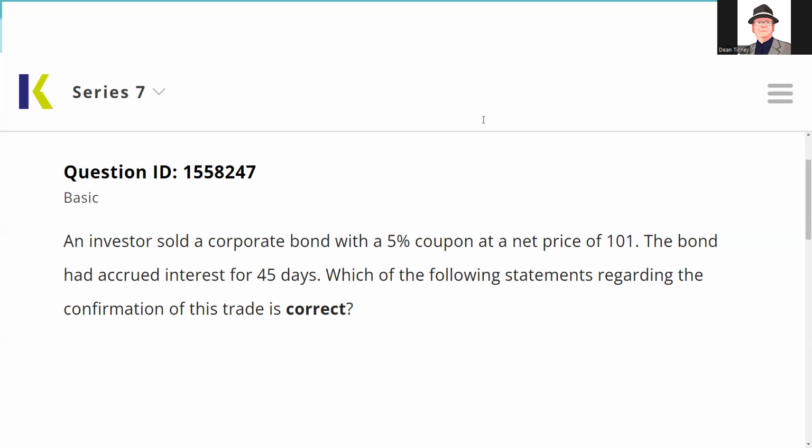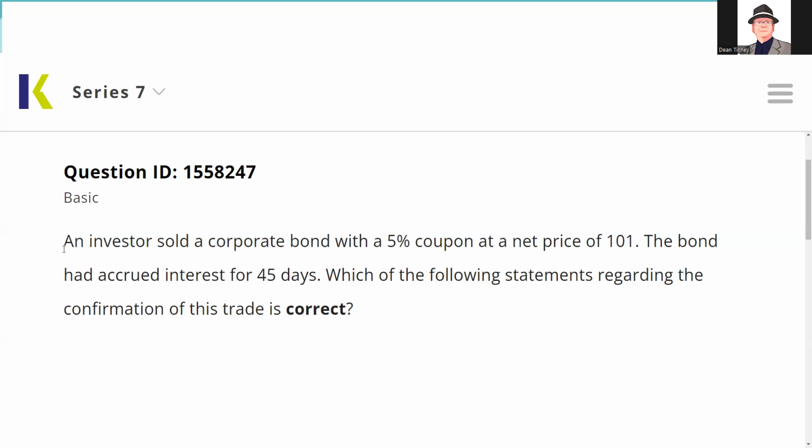An investor sold a corporate bond with a 5% coupon with a net price of 101. The bond has accrued interest of 45 days. So they're point blank just telling you 45 days of accrued interest. Accrued interest is paid by the buyer to the seller. So here, if I'm selling this bond to you, I say, listen, you're going to get a check that represents the entire 6-month time frame of 180 days, and I've held it for 45 of those. So I need you to add to your check the dollar amount of the accrued interest. So besides the price that's going to be on the confirmation, there's going to be that accrued interest. Which of the following statements regarding the confirmation of this trade is true?